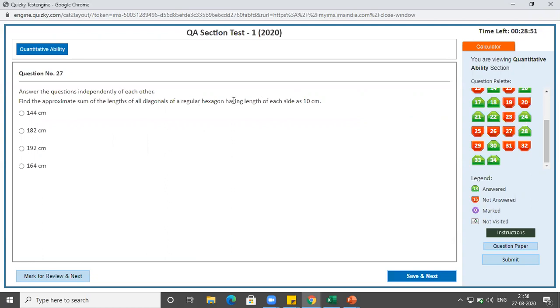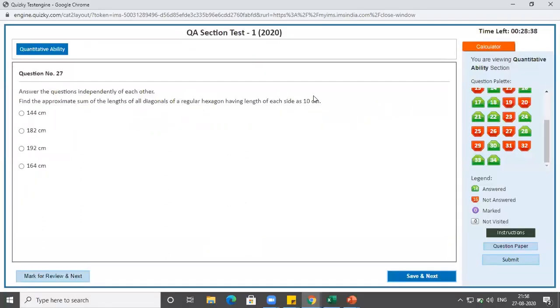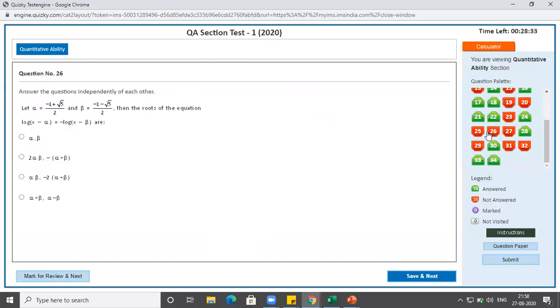Find the approximate sum of the lengths of the diagonals. A regular hexagon question, having the length of each side. Find the approximate sum of the lengths of all the diagonals. This is doable, but I'll push it to later. It doesn't seem to be very difficult, but not right now.